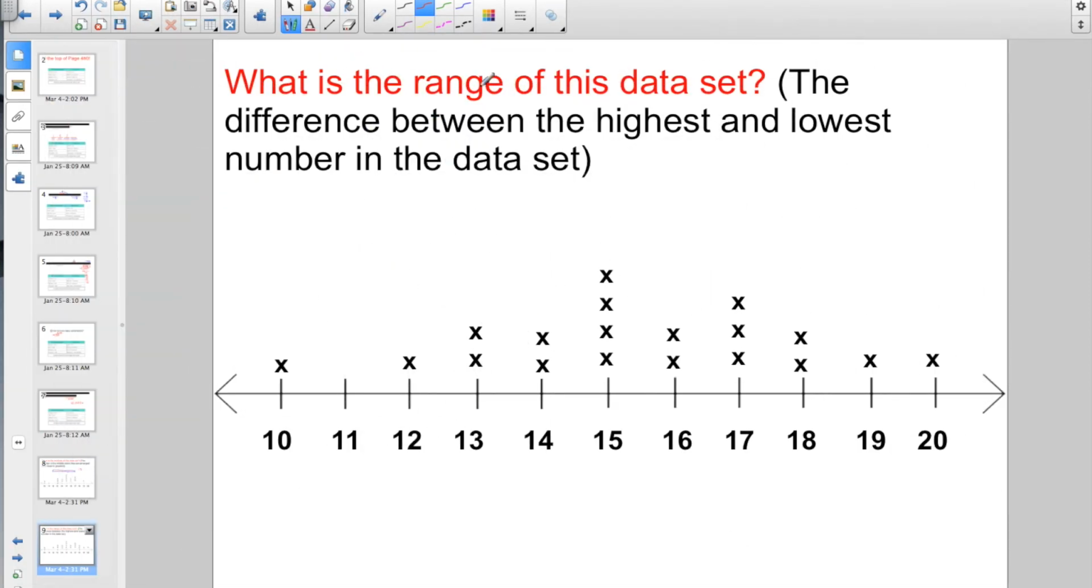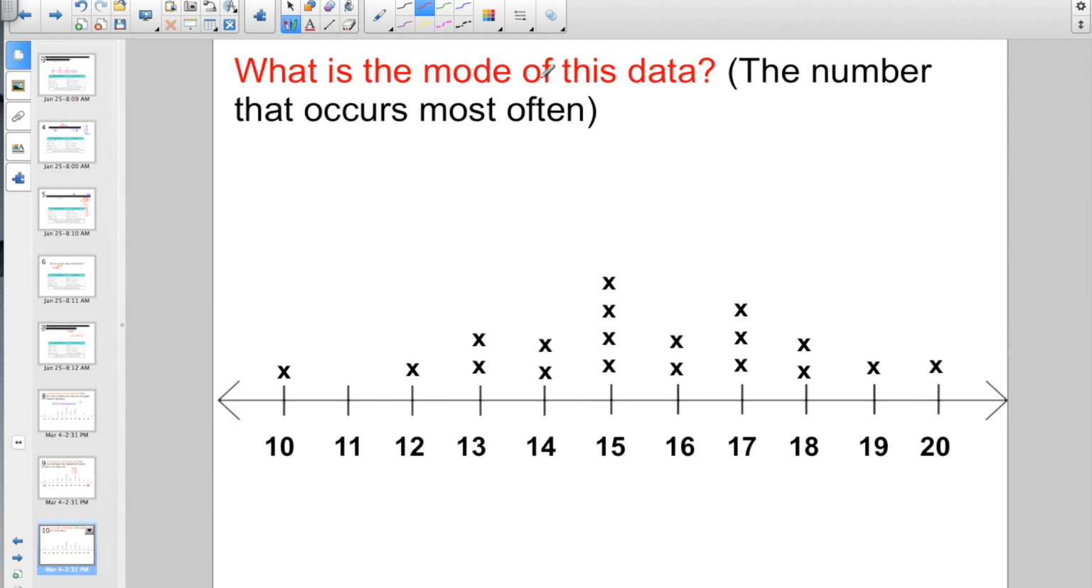Let's check out this one, the range of this data set. The range, most people have a pretty good handle on. It's the difference, meaning you subtract the highest and lowest number in the data set. My highest number is 20. My lowest number is 10. What's 20 minus 10? Difference means we subtract. So hopefully you know 20 minus 10, that's 10. So the range equals 10.